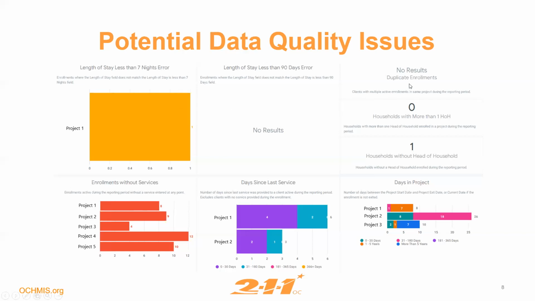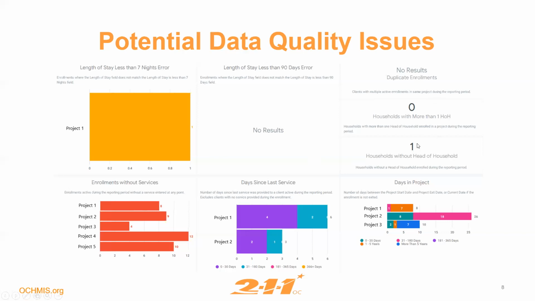The next few here on the right, the top one is looking at, does the client have multiple active enrollments in the same project during the reporting period? Unfortunately, we had to do this at the agency level because of the restrictions on Looker, it was hard to do it in this format for each project. So we did it by agency, but there will be a details report so you can see who they are.